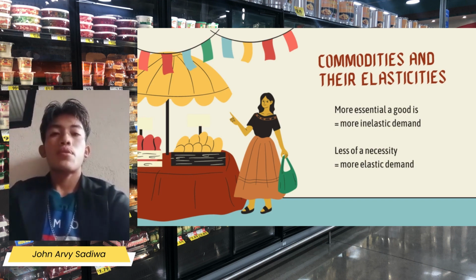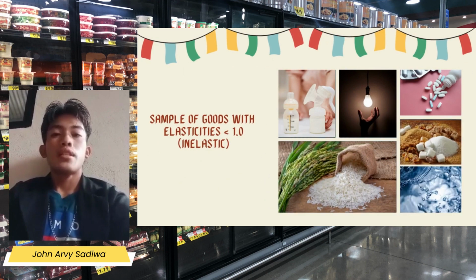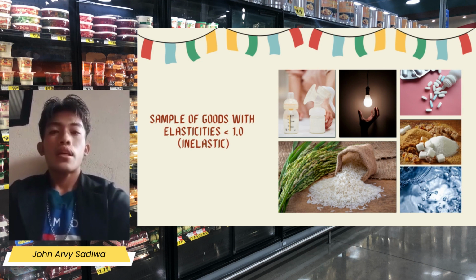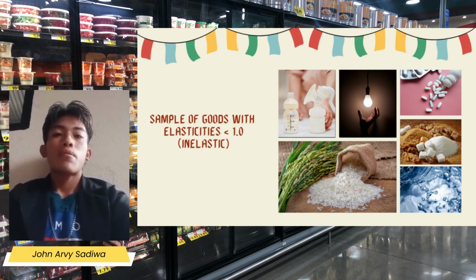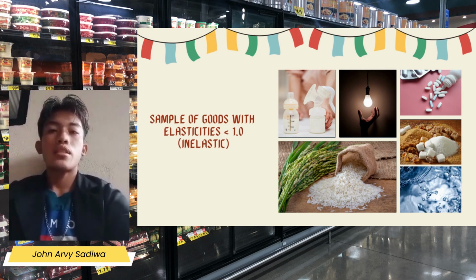First, examples of goods with elasticities less than 1. These are inelastic goods. These are goods that are essential to life, goods that cannot be missing from our everyday living. You can see here infant formula, needed by babies, especially when breast milk is scarce. Electricity, palay, rice, sugar, water, and medicine for those on maintenance.